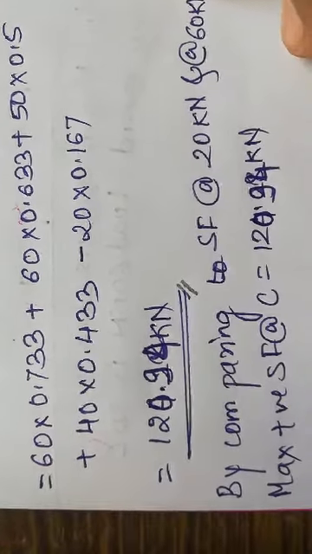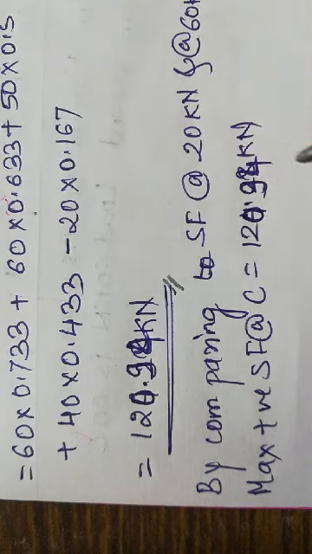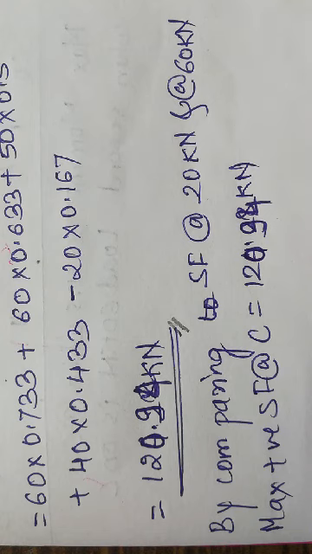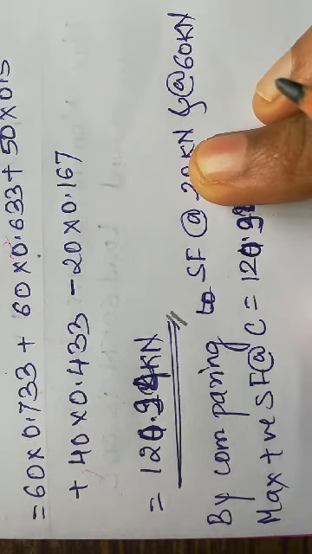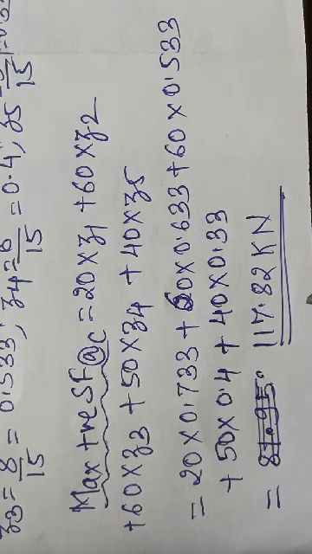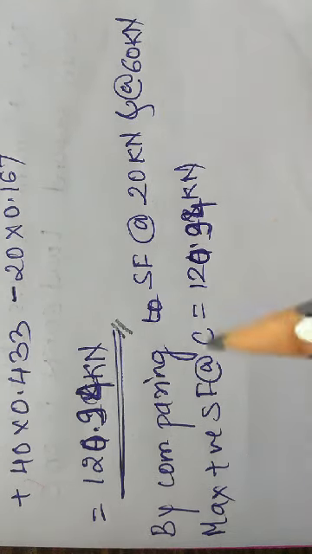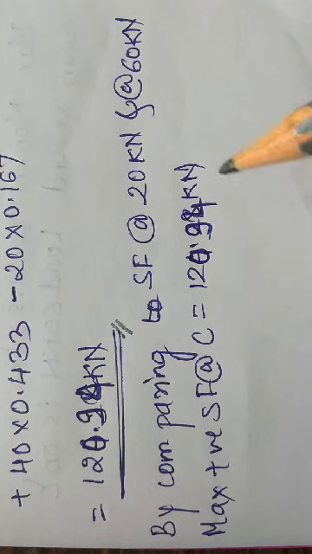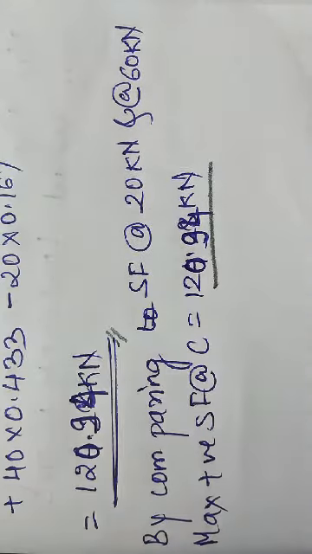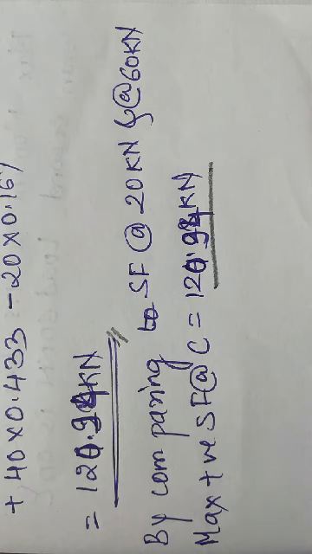Now if you compare when 20 kilonewton was placed at point C and 16 kilonewton was placed at point C, which of these two values gave the maximum shear force? When 20 was placed, we got the shear force as 117.82, but when 16 was placed at C, we got the value of shear force as 120.94. Therefore, we always go with the higher value of shear force. By comparing both these values, we come to the conclusion that 120.94 is the maximum positive shear force at point C.